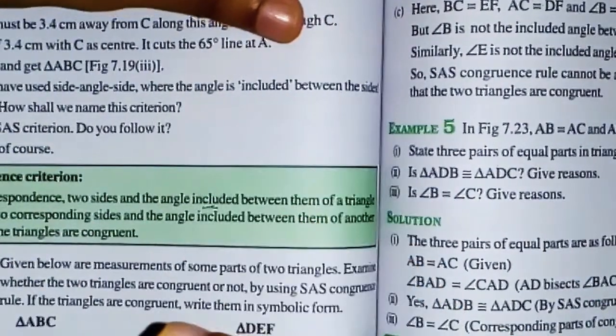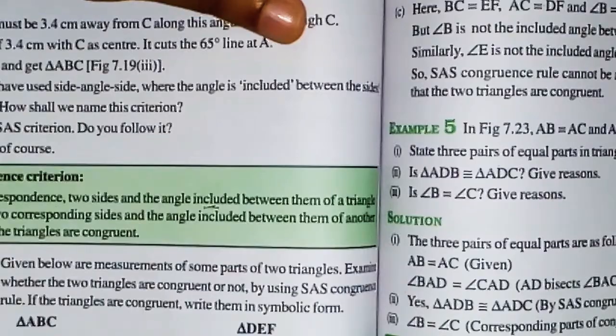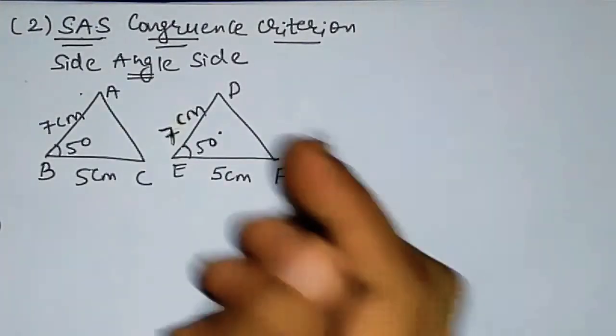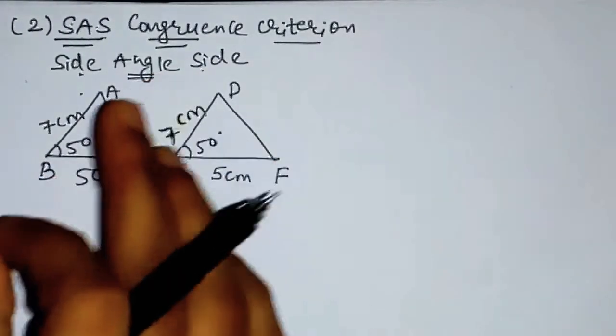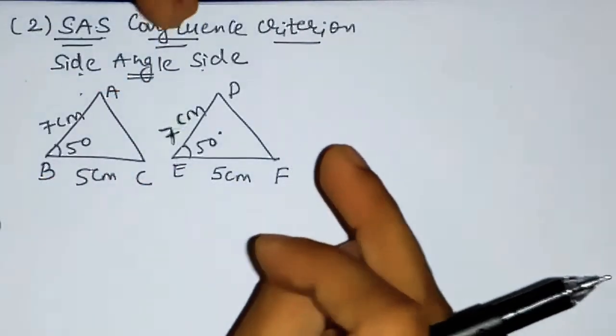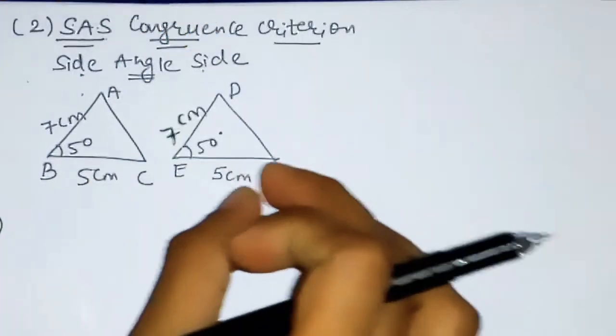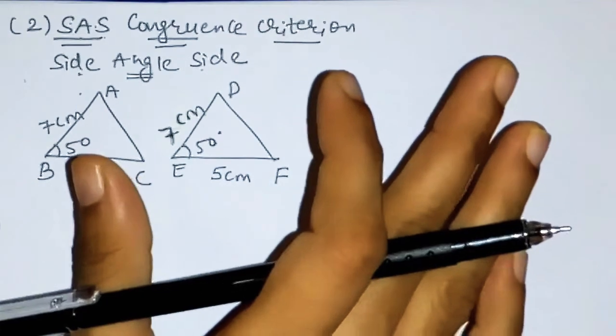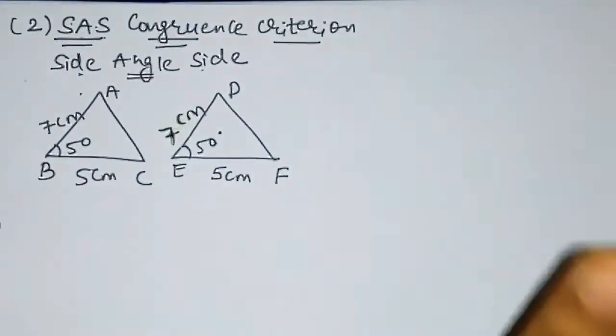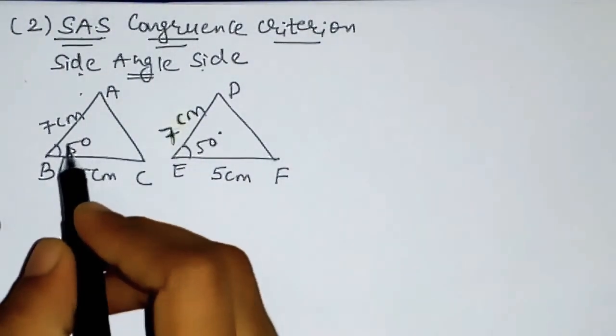So let us try to understand this with the help of a figure. As per the definition, two sides and one angle of the first triangle and two sides and one angle of the second triangle should be equal. If this condition is satisfied, then the triangles are said to be congruent. Okay, now the angle should be the included angle.